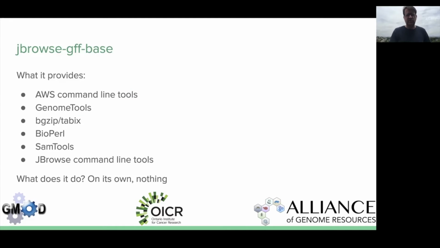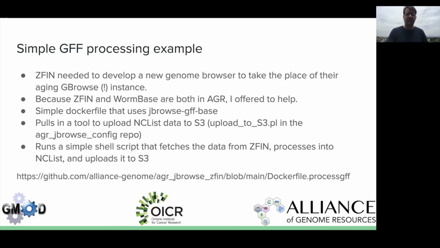So first, JBrowse GFF base. It provides a lot of things: AWS command line tools, GenomeTools, BGZip and tabix from Jim Kent's software tools, BioPerl, SAMtools, and the JBrowse command line tools. So it's a lot of stuff, but on its own, what does it do? Nothing. So what is it good for?